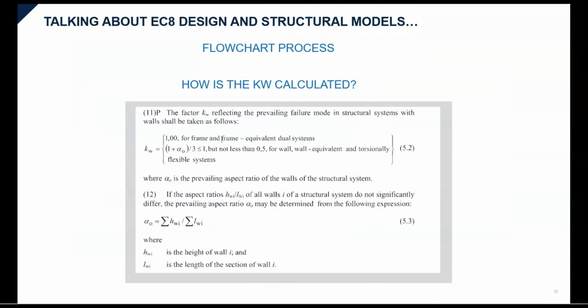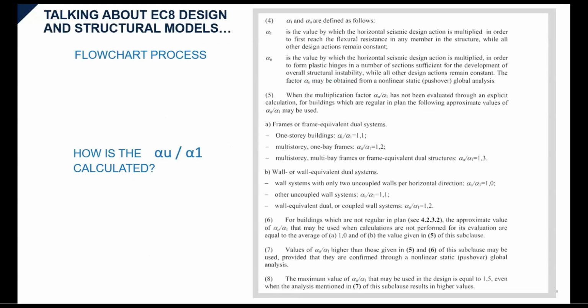Regarding how we calculate these factors, the kW factor serves to potentially reduce the behavior factor, especially if the walls are not ductile. That is, they lack ductility. We will look at this calculation in more detail, but it is well defined in the Eurocode. The other factor, alpha U over alpha 1, allows for an amplification of the behavior factor. We will also clarify this during our webinar, but the maximum and minimum factors that can be applied are very clear when consulting Eurocode 8.